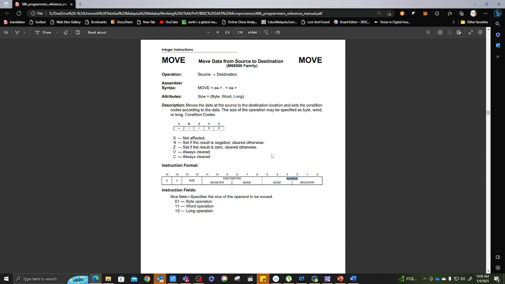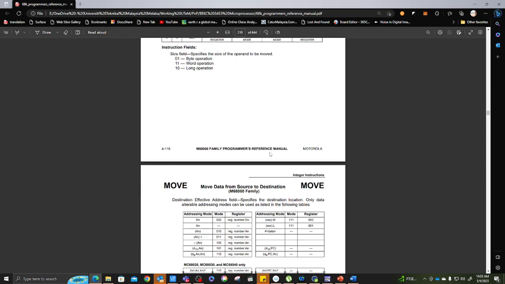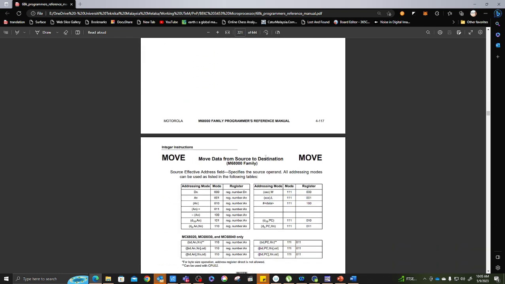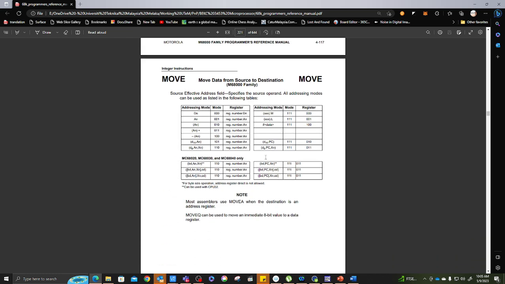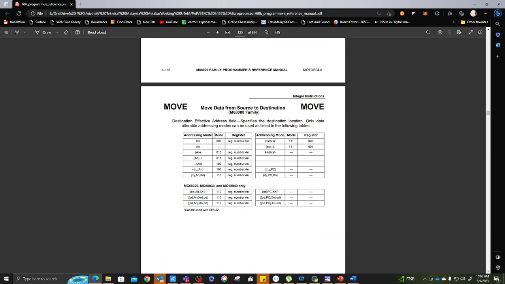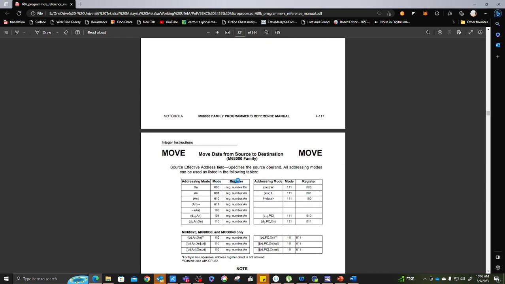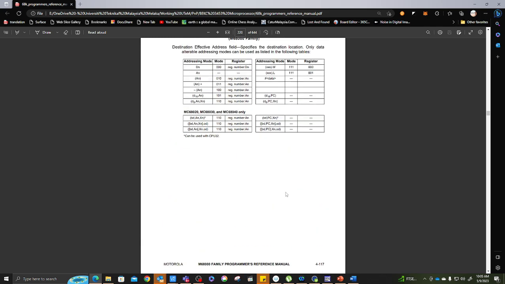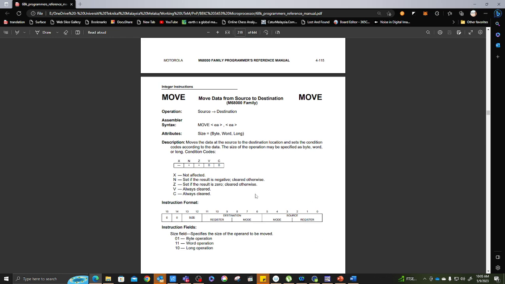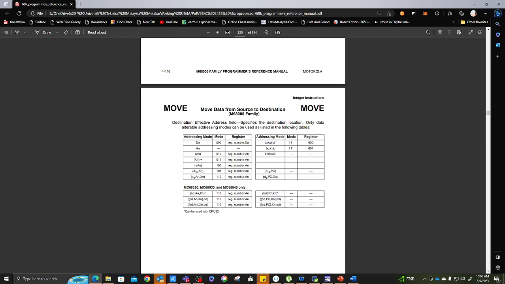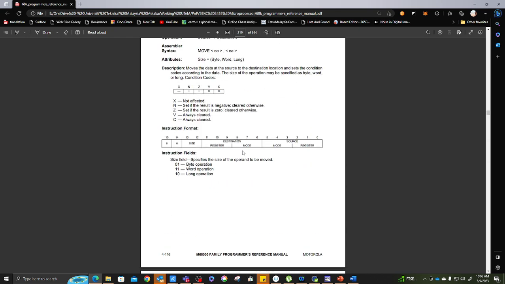Let's scroll to the other two pages. Both pages give you the mode and the register in a table. These are the tables you need to refer to in order to fill in the information. You have to understand correctly that this one is for destinations only, and that one is only for source.